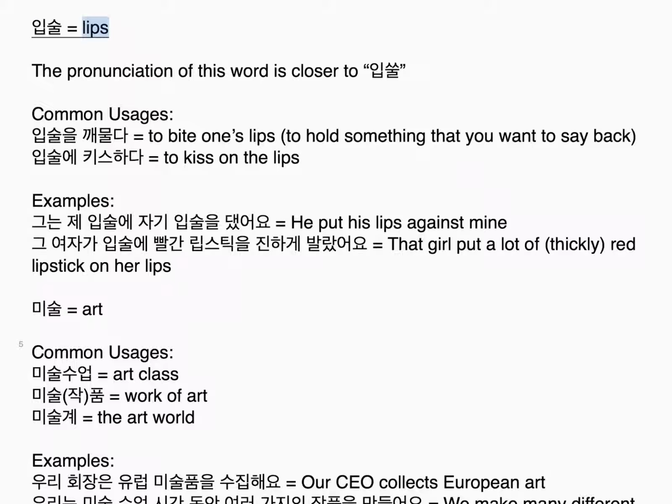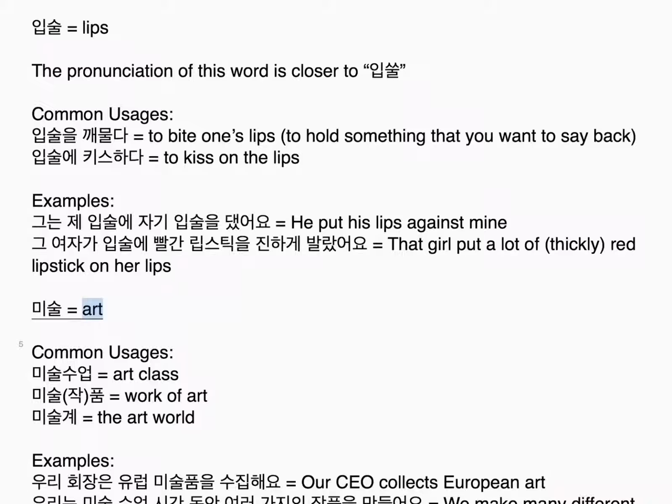입술 equals lips. The pronunciation of this word is closer to 입술. Common usages. 입술을 깨물다 equals to bite one's lips, to hold back something that you want to say. 입술에 키스하다 equals to kiss on the lips. Examples. 그는 제 입술에 자기 입술을 댔어요 equals he put his lips against mine. 그 여자가 입술에 빨간 립스틱을 진하게 발랐어요 equals that girl put a lot of, thickly, red lipstick on her lips.